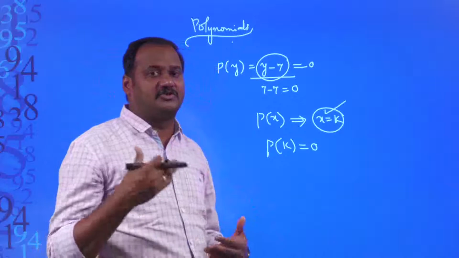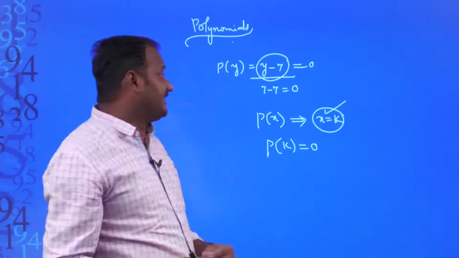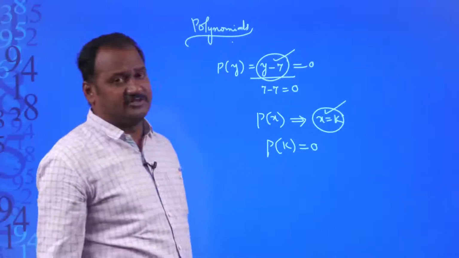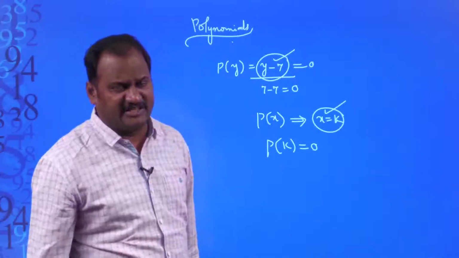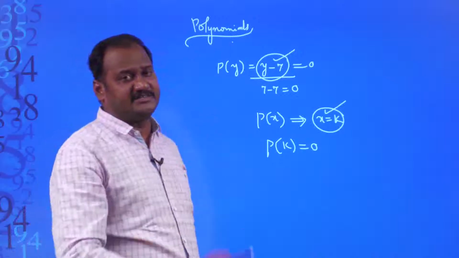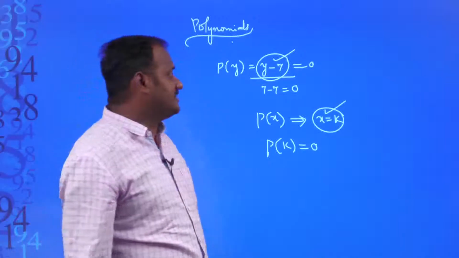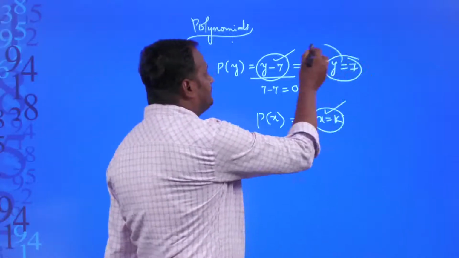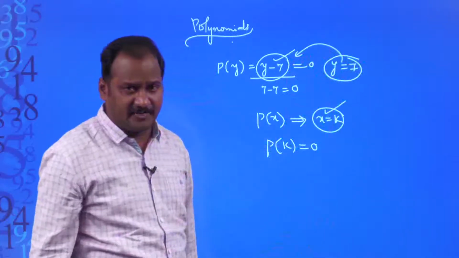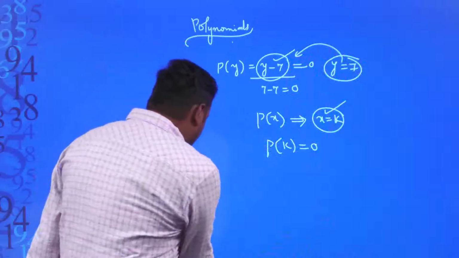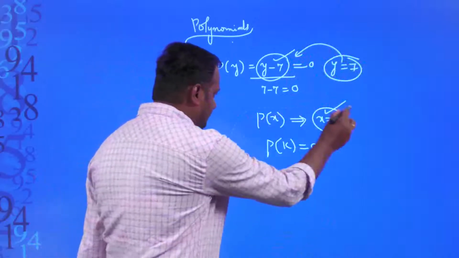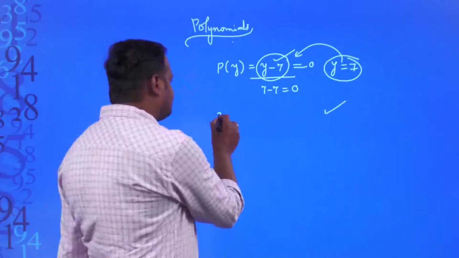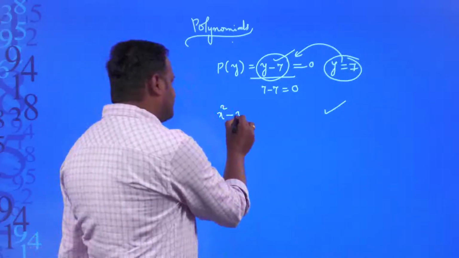Why am I telling about zero or zeros of the polynomial? Because it is a first degree polynomial, y minus 7 is equal to 0, then 7 minus 7 only equals 0. There is no other value of y which makes y minus 7 equal to 0. So that is why y equal to 7 is the only zero of this polynomial y minus 7. Suppose I take one second degree polynomial or a quadratic polynomial, okay. So my second degree polynomial is, for example, x square minus 3x plus 2.